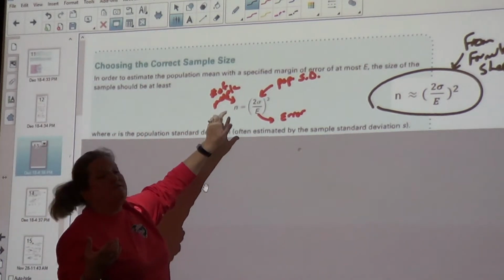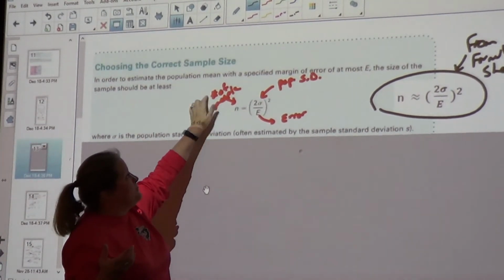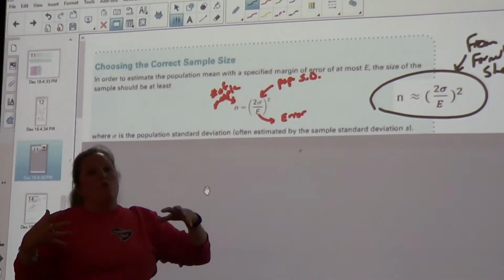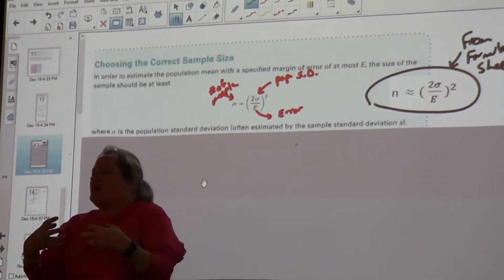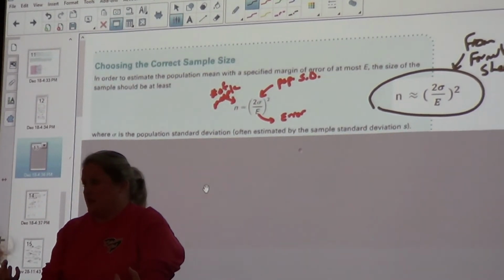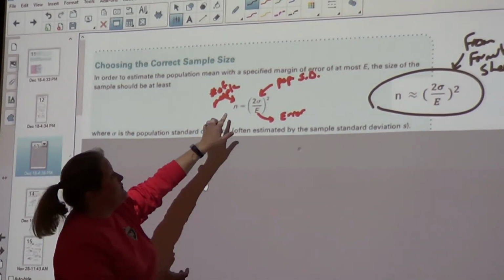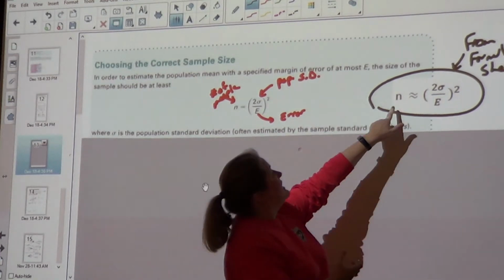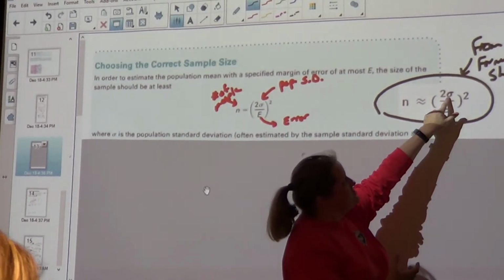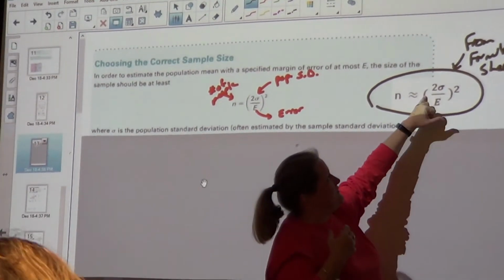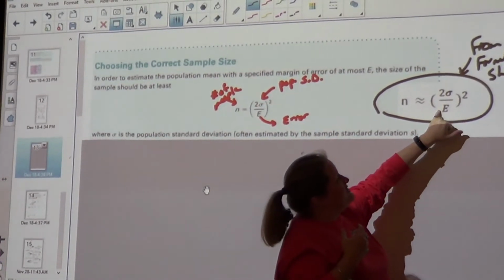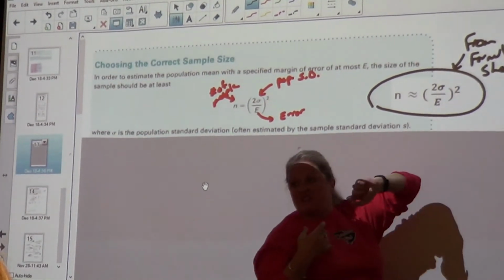So this is a formula. It's called N, the number of people. How many people do you need to ask in a survey in order to get the confidence interval you want? So the formula is N equals 2 times standard deviation. This time we're talking about population standard deviation. 2 times standard deviation divided by error, and take that whole thing and square it.